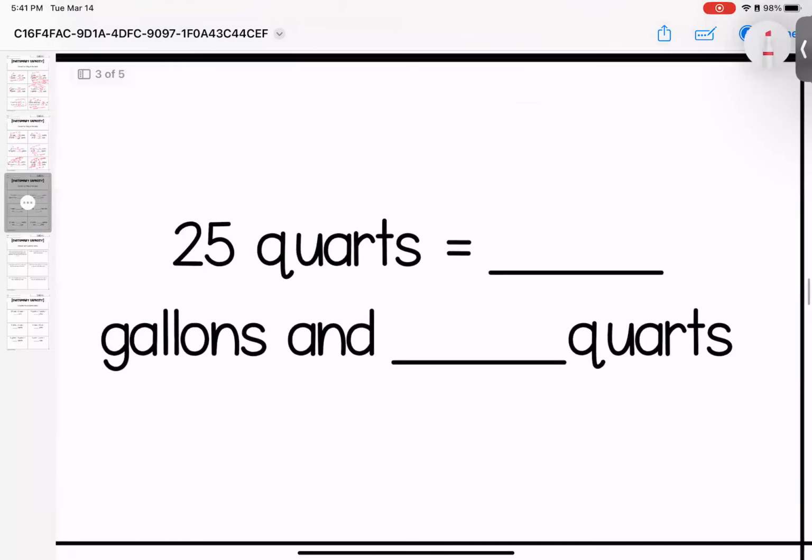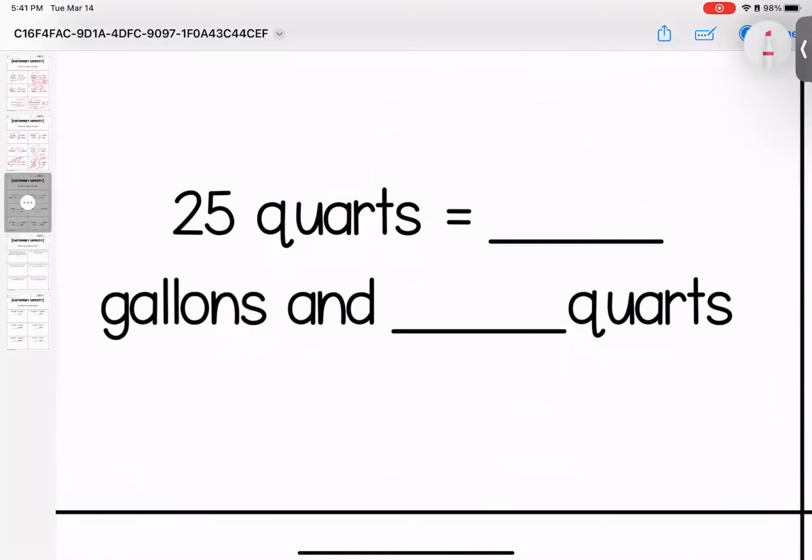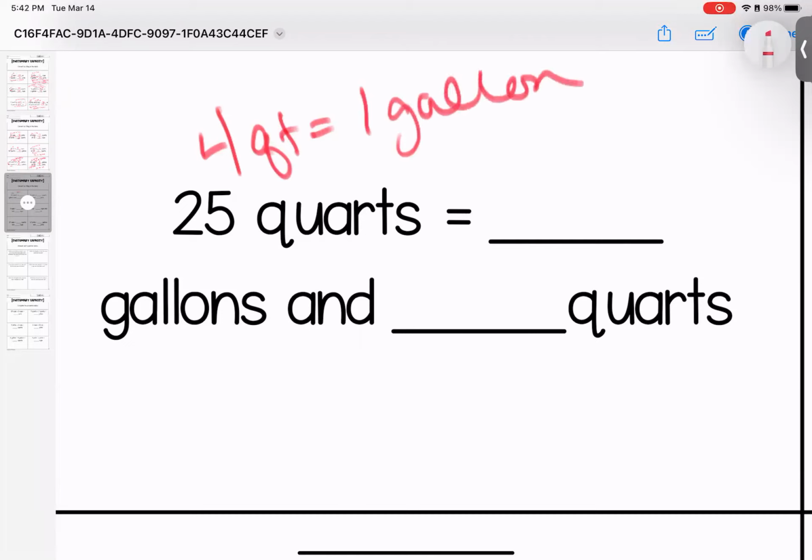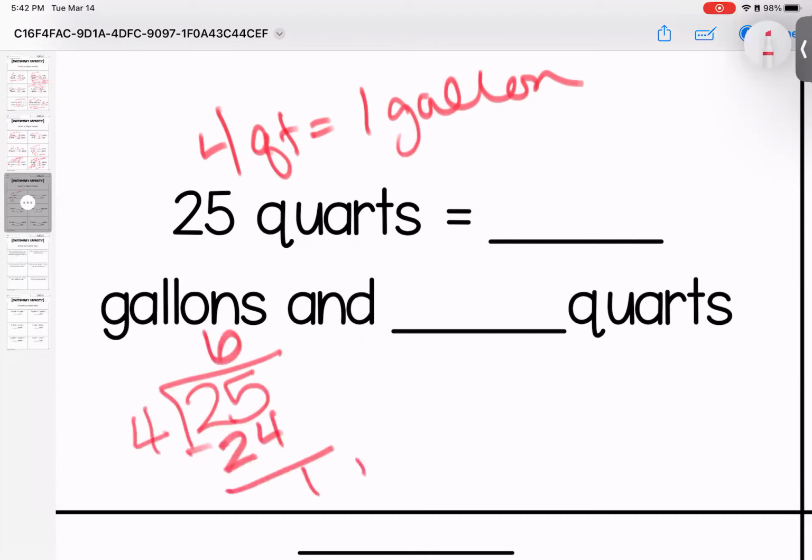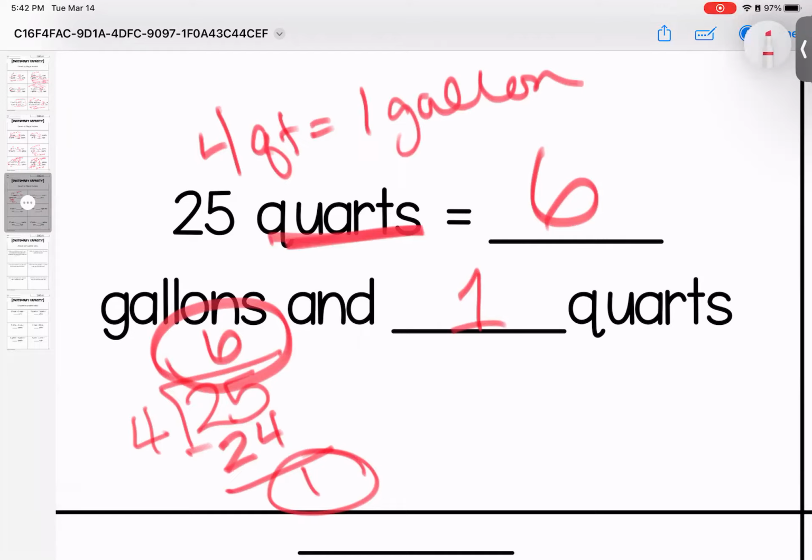All right, love bugs, filling in the blanks. Notice these are not direct conversions. Think of it like an answer with a remainder. So we're going from quarts to gallons and quarts. Every 4 quarts is going to equal 1 gallon. Let's see what we have left over. If I do 25 divided by 4, it's going to go in 6 times with a remainder of 1. Remember, our remainders stay in our original form. So I would have 6 gallons and 1 quart, okay?